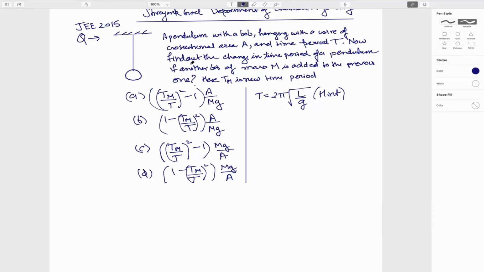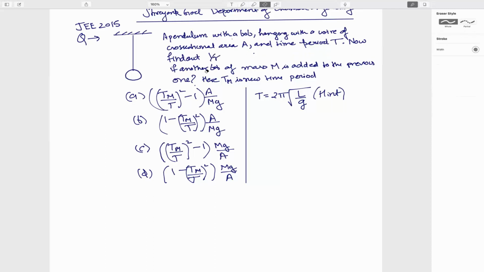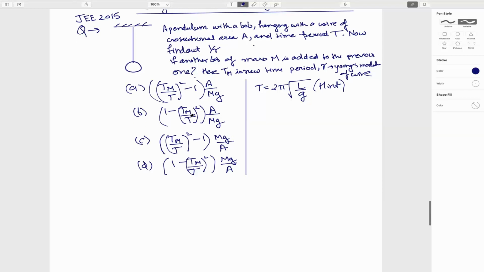Sorry, the question is to find out 1 by gamma if another bob of mass m is added to the previous one. So gamma is the Young's modulus of the wire. These are options for gamma, not the time period. The new time period is given as Tm. Okay, so let's discuss the solution.